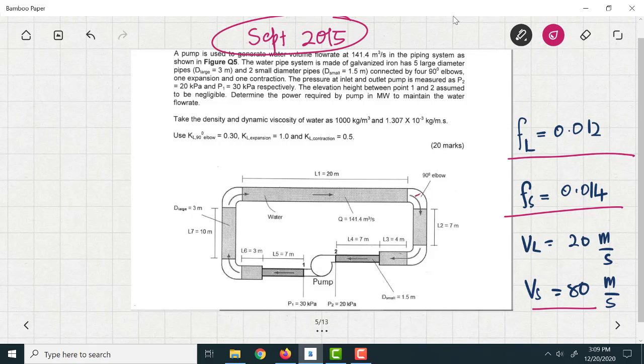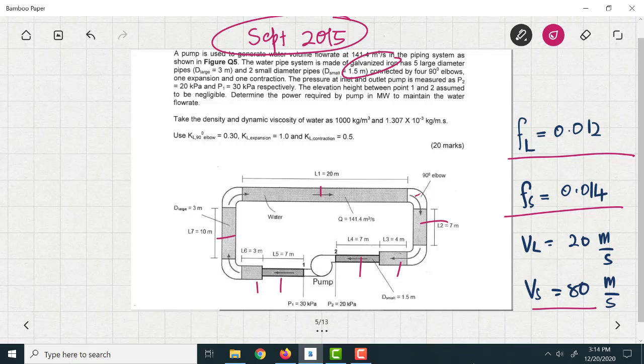Okay, here we have a pump used to generate a water volume flow rate Q of 141.4 meter cubic per second in the piping system as shown in the figure. The pipe system is made of galvanized iron and has 5 large diameter pipes. We have here 1, 2, 3, 4, 5. And then we have 2 small diameter pipes here, 1 and 2.